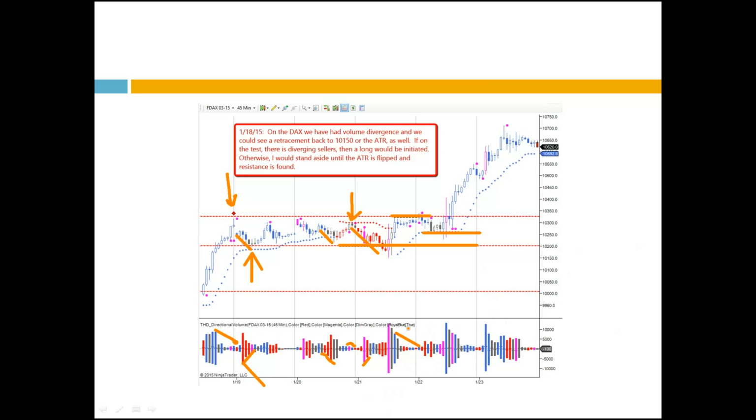Do you see how the congestion lines really played out between the congestion lines and the ATR? It really gave us the week's overview for the market. Any questions on that one?